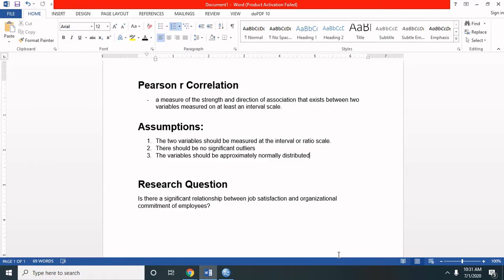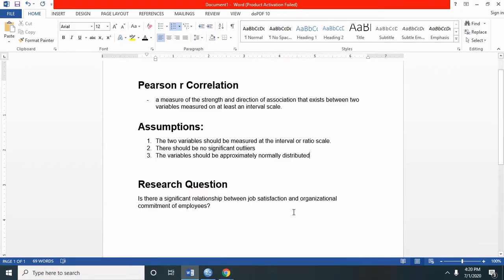First, the independent and dependent variables should be measured at the interval or ratio scale. Second, there should be no significant outliers or extreme cases. Third, the variables should be approximately normally distributed.